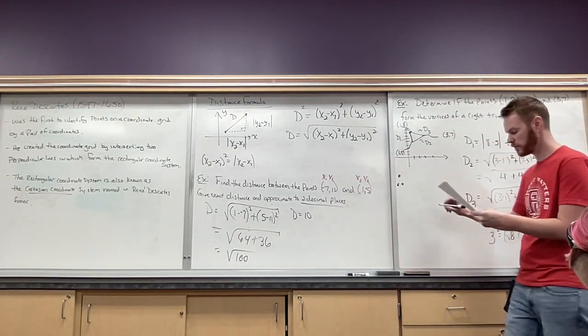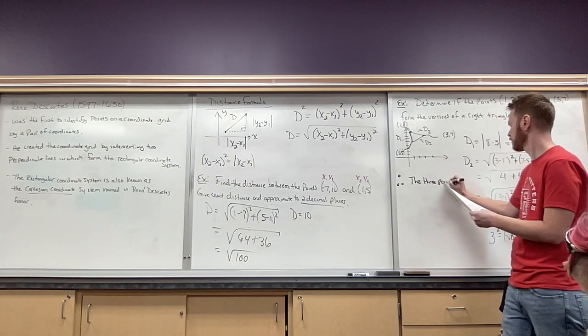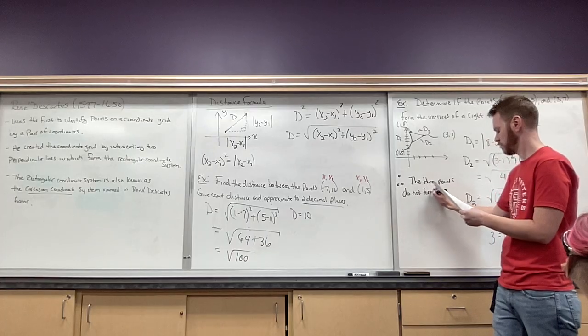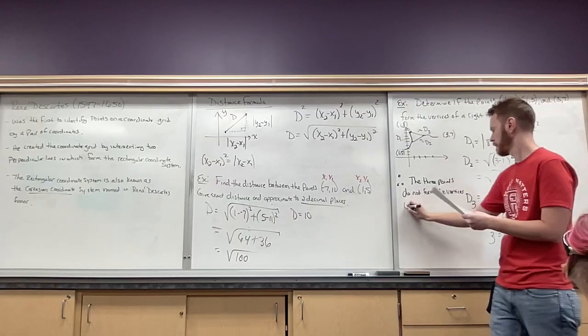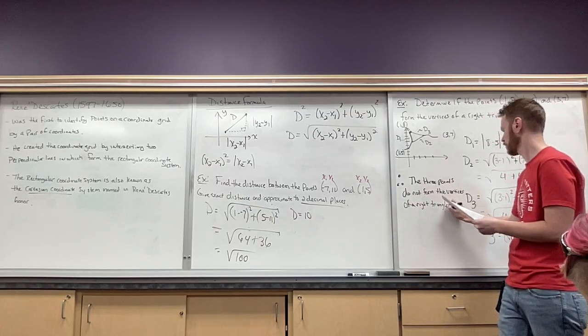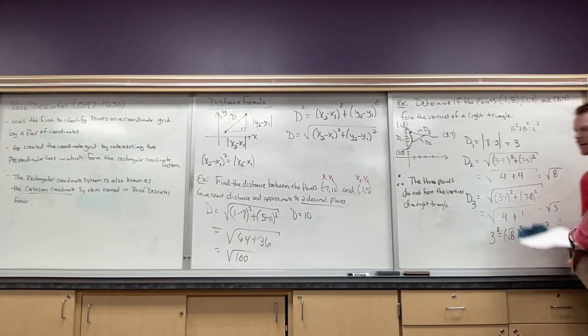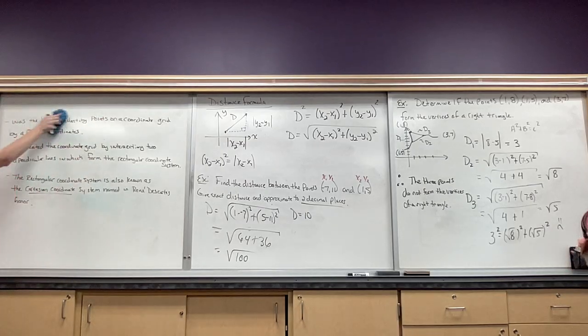So 3 symbols there, so that's therefore the 3 points do not form the vertices of a right triangle. All right. If it did work, hey, you got a right triangle. All right. So far, so good. Like I said, that should be kind of a review from geometry. So we did distance formula. I guess that means midpoint's next.